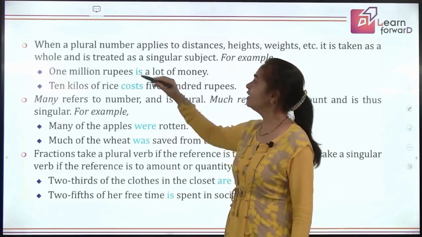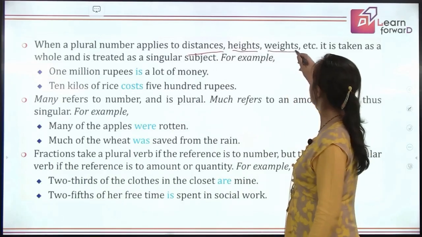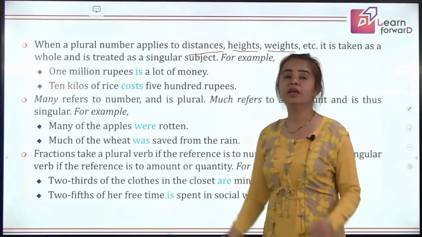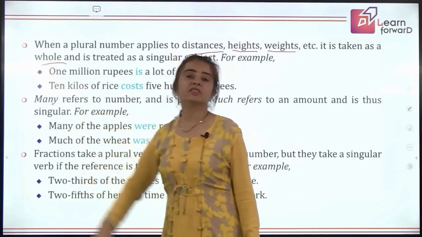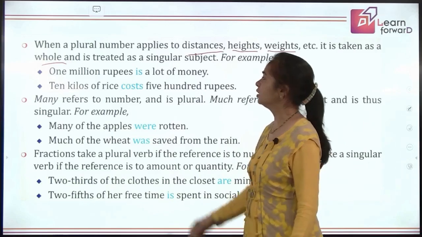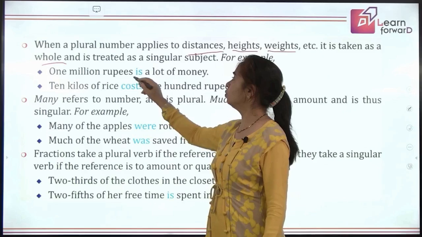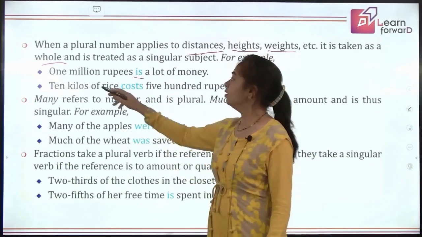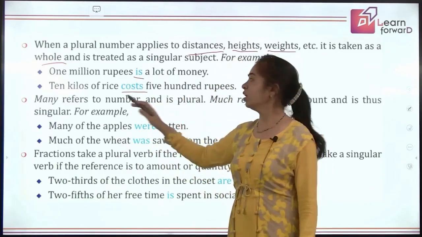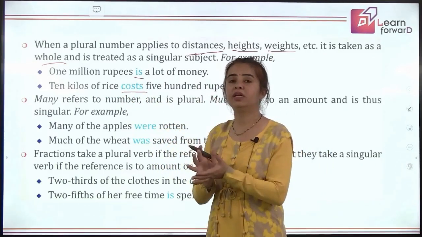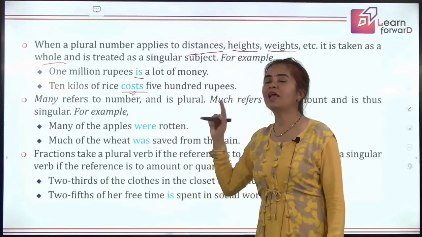Some more rules ahead. When a plural number applies to distance, height, weight, etc., here we are talking about it as a whole and it is treated as a single unit, so we'll be taking a singular verb with it. So 1 million rupees, we are talking about this amount as 1 unit. So 1 million rupees is a lot of money. 10 kilos of rice costs 500 rupees. So we are talking about 10 kilos of rice as 1 unit, singular. So we will be using costs here, right? Because a singular verb carries S with it.